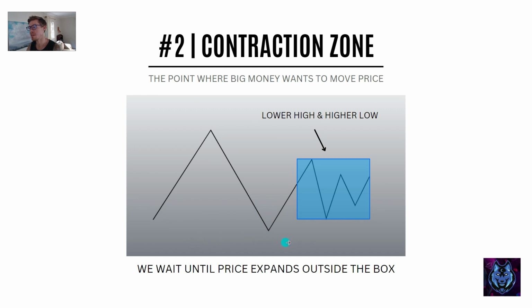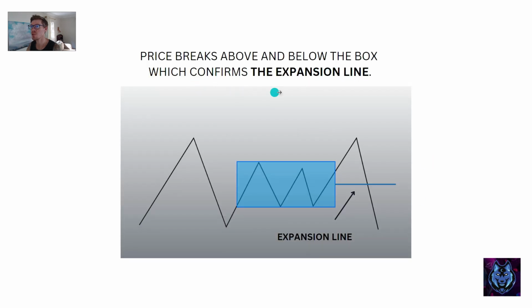We wait until price expands outside of the box. Price breaks above and below the box, which confirms the expansion line. So it's got to break above and below to confirm the expansion line.